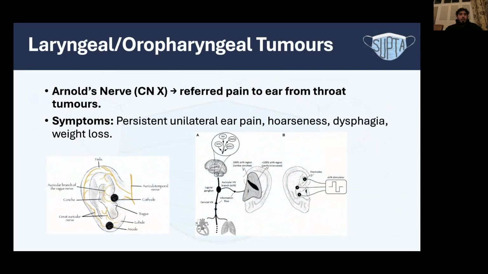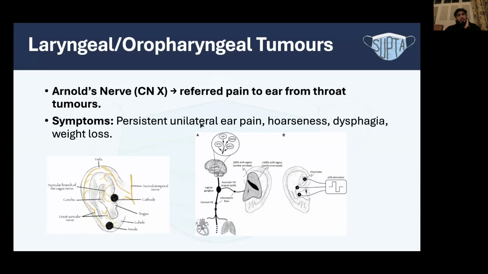Looking now at laryngeal and oropharyngeal tumors, we're worried about a nerve called Arnold's nerve, which comes off of the vagus nerve. This innervates the ear, but due to its path, if we have a mass within the larynx or surrounding oropharynx, this can compress it and cause pain. So we get persistent unilateral ear pain, hoarseness, dysphagia, and weight loss. This is what we were worried about in the question as well.